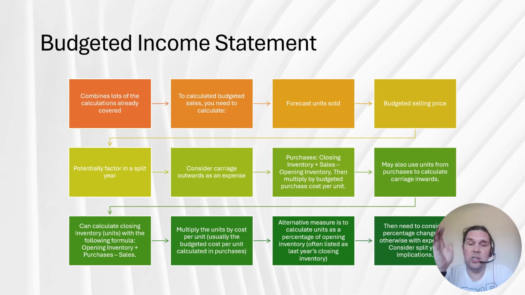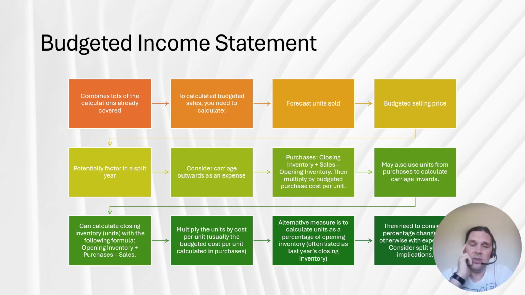So you would have budgeted units sold, so you might be told a percentage increase or decrease in the amount of units sold. There'll be marks attached to getting this correct. You've got to look at the budgeted selling price, so you might need to look at last year's revenue divided by last year's units to get that. There's quite often a mark for doing that.